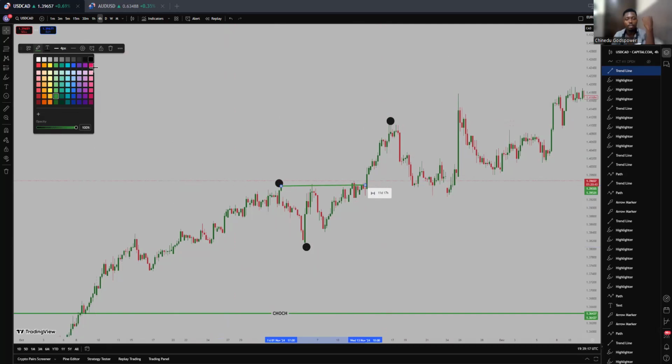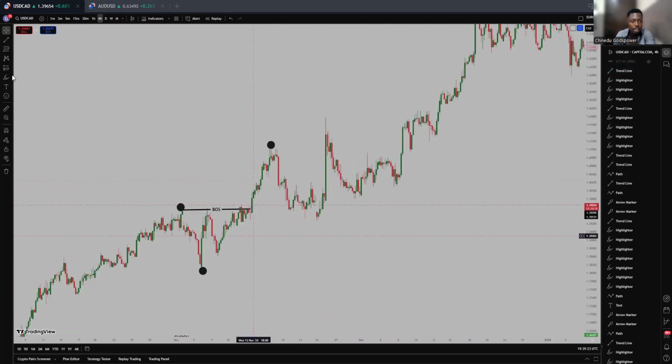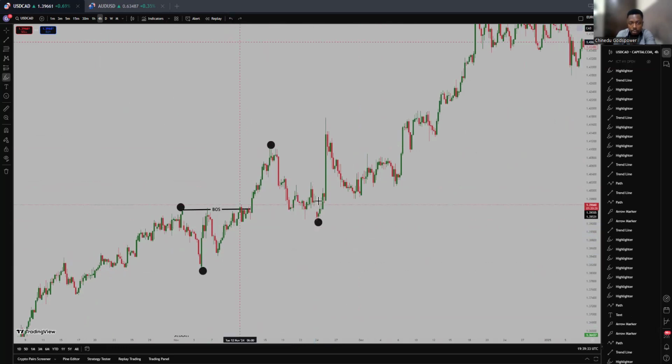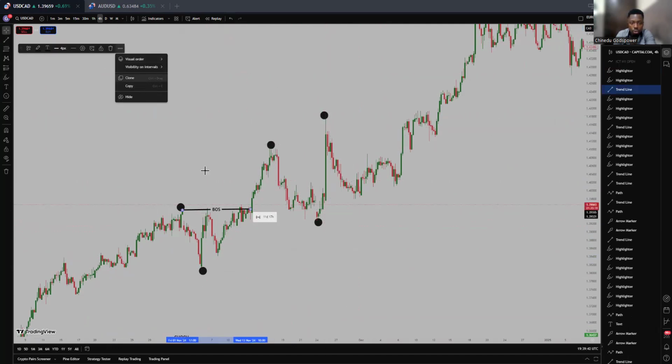I'm trying to rush and I don't want to make mistakes. From this high to this place is what? A higher high. Can you see? Because this high is higher than this one. Look at it. Can you see that? So now we put in a high that is higher than this up here, which is what? A break of structure.